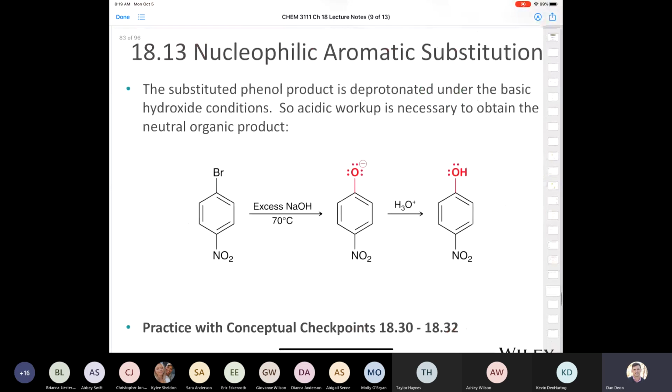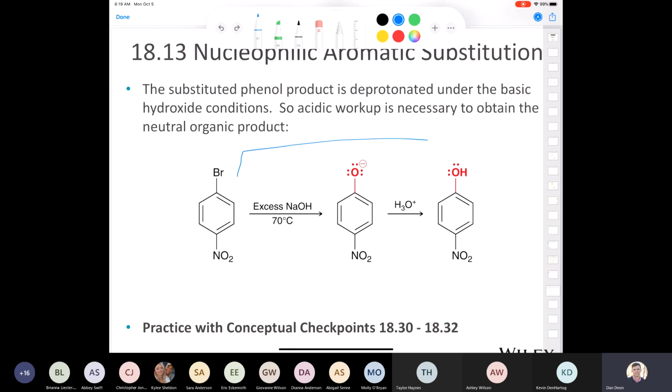Okay, so it says here the substituted phenol product is deprotonated under the hydroxide conditions because it's acidic enough, and so you need to have a second step to get the phenol. You'd have to just treat it with aqueous acid, okay, to neutralize all that base and to protonate the phenoxide. So overall, if you were to go from here to here, step 1 would be excess sodium hydroxide, 70 degrees Celsius. And then in step 2, you would say H3O plus, like that.